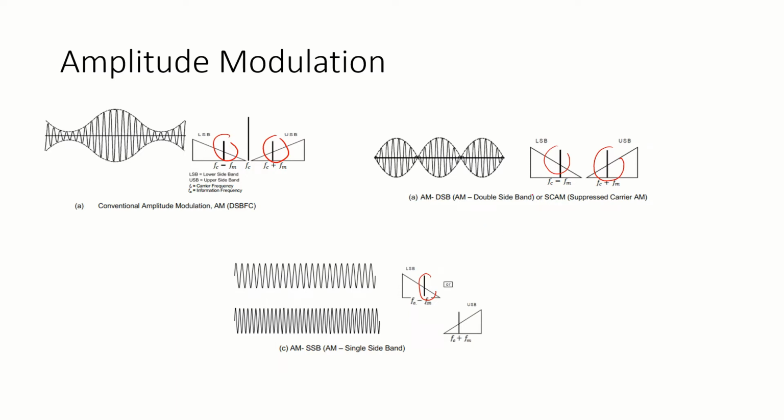So this is what we're going to look at today. We're going to learn that in some cases you're going to represent that particular signal as a double sideband, and in some cases you're going to represent that particular signal as a single sideband.